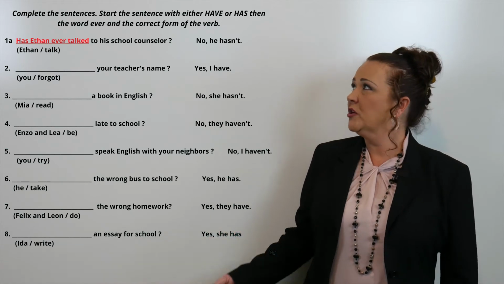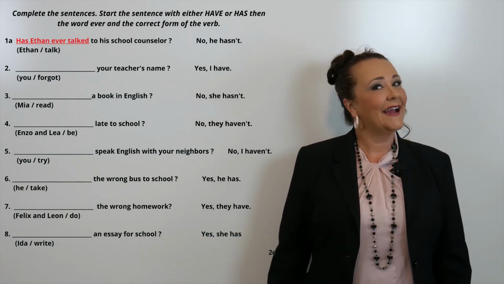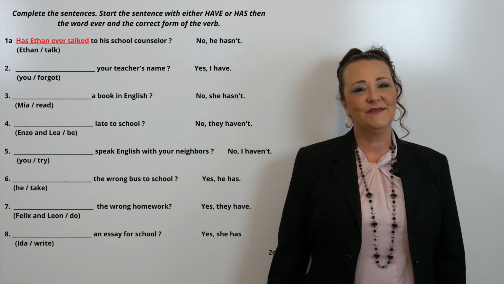All right, sometimes I think the best way to learn a grammar structure is to practice it. Well, that's the best way to learn anything, is to practice it. So in a moment, you're going to see some questions. You are going to choose whether to use has or have to start your sentence, and then the verb in the past participle. Go ahead and look on your screen and you will see the activity that we're talking about.